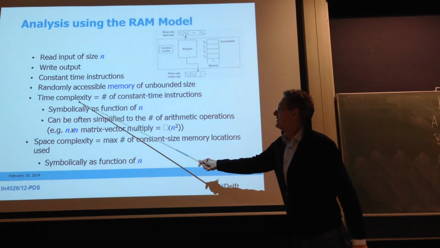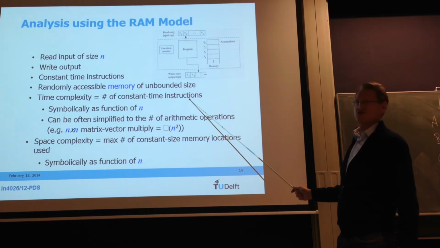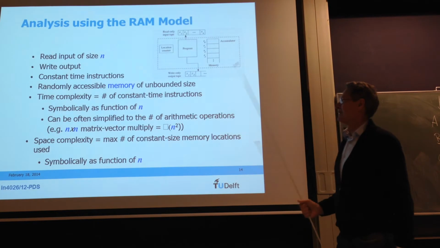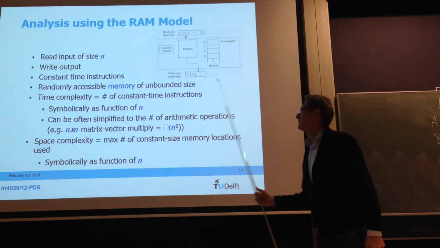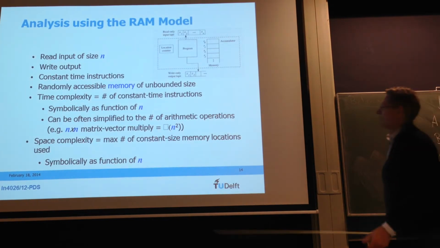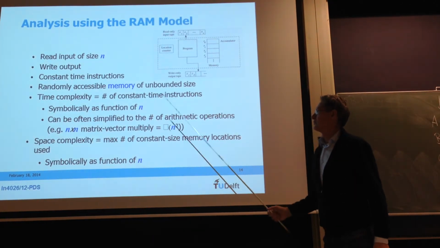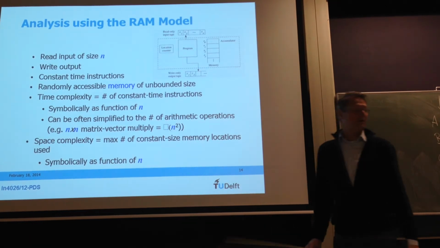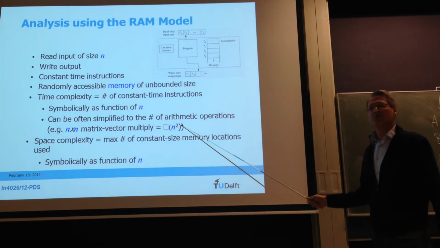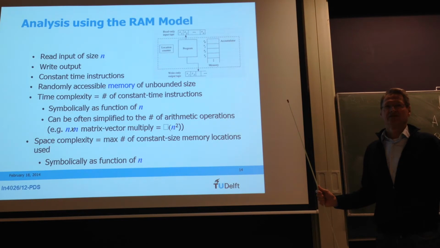And the time complexity is simply the number of constant time instructions, right? Symbolically as a function of n. And often we can even simplify it as the number of arithmetic operations. So in that sense, an n by n matrix vector multiply is in the order of n squared operations. Right?